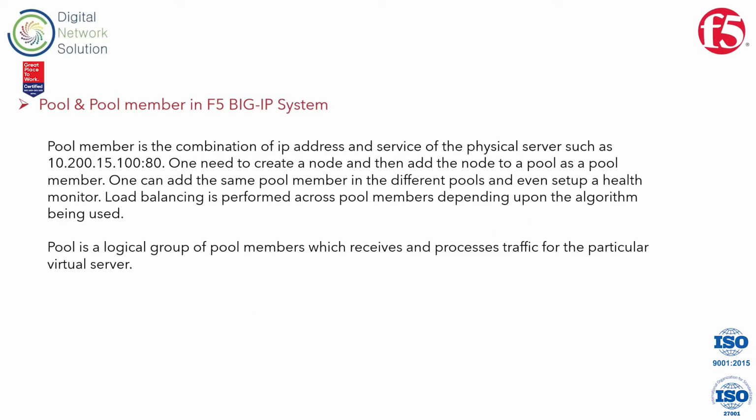So what is a pool and pool member in the F5 BIG-IP system? A pool member is the combination of the IP address and service of the physical server, such as 10.200.15.100:80. One needs to create a node and then add the node to a pool as a pool member. One can also add the same pool member in different pools and even set up a health monitor. Load balancing is performed across pool members depending upon the algorithm being used, like round robin or ratio based. A pool is a logical group of pool members which receives and processes traffic for a particular virtual server.